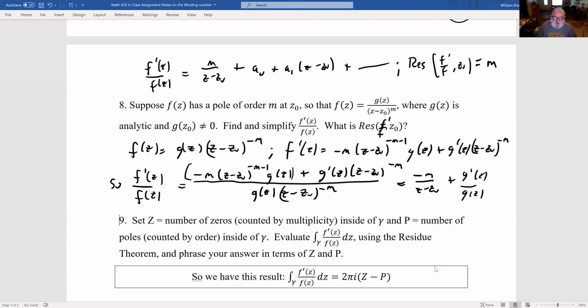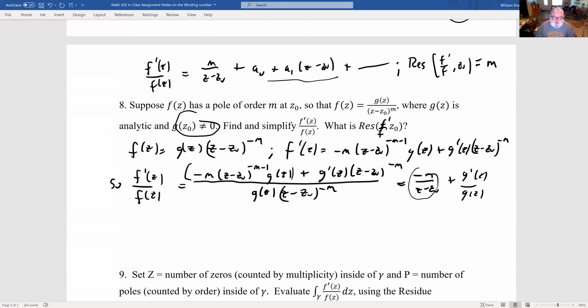And for the same reason, g of z has a Taylor series. That means that this is the pole. And so the residue here is the order of the pole.